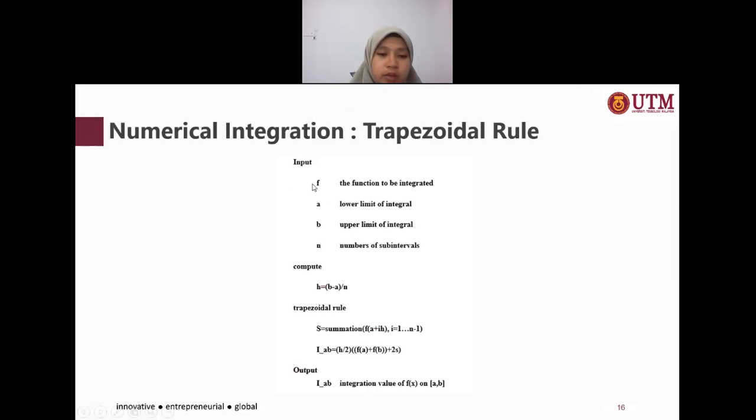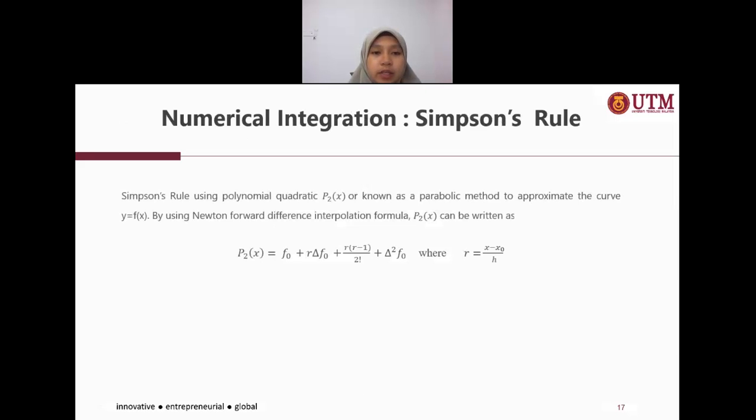So we must define what f, a, b, and n are. And we substitute h equal to (b minus a) over n. Also, we substitute the formula of the trapezoidal rule. And then we substitute the integration from a to b. After that, if we run the program, we will get the value of f(x) on [a, b].